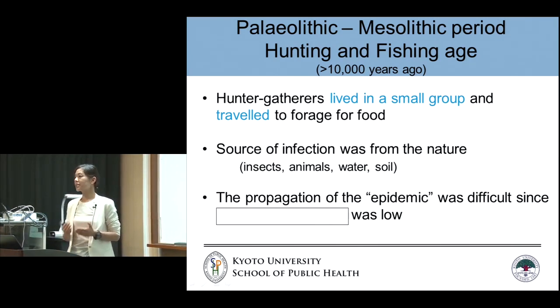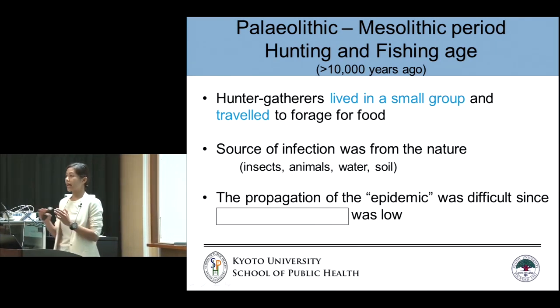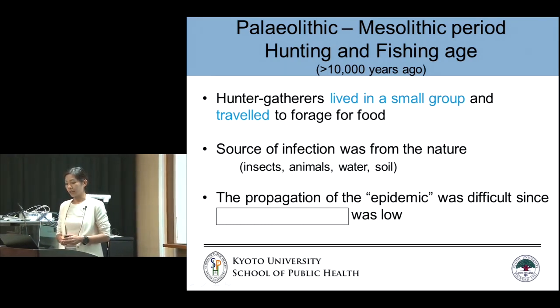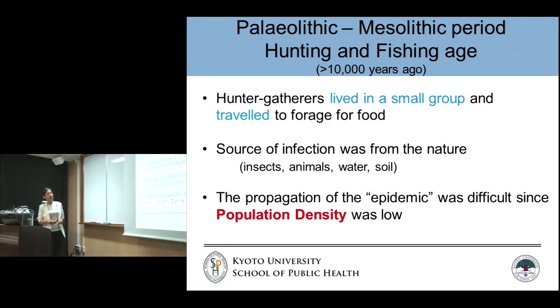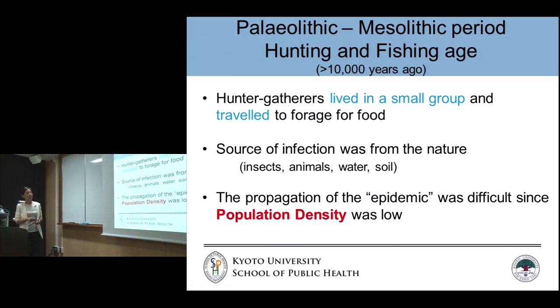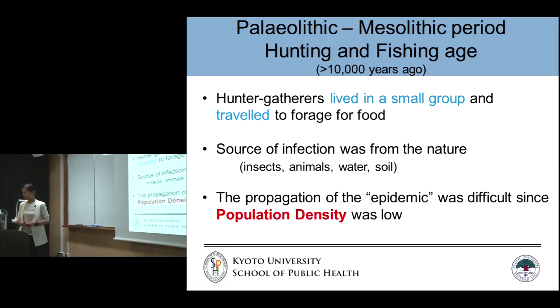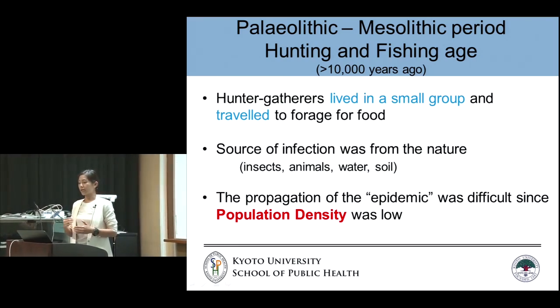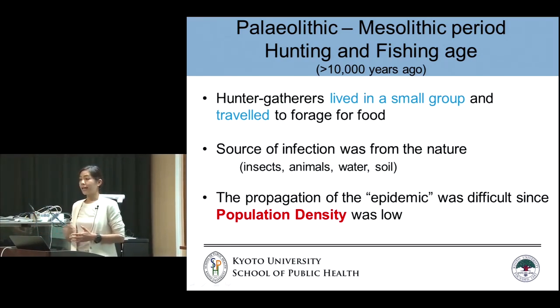There were probably infectious diseases, but the isolation of a small group of people would have caused an epidemic to be restricted to any given local population. So the propagation of an epidemic was difficult since the population density was low during that time. And since humans lived in small groups and traveled frequently, they had fewer problems with accumulated waste and contaminated water sources or food.